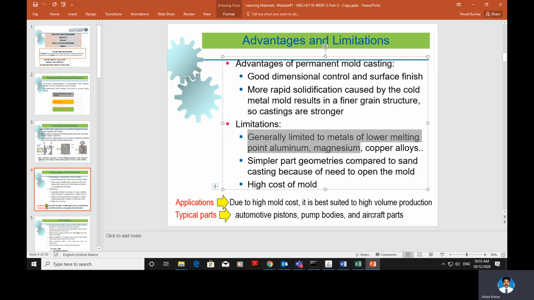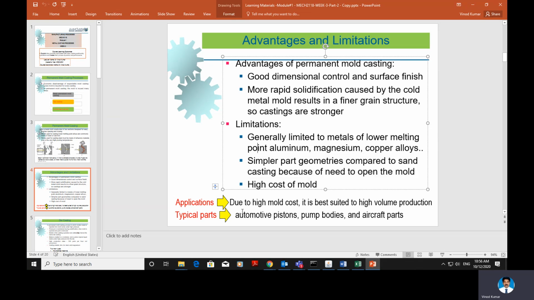The limitations: generally they are limited to lower melting point metals such as aluminium, magnesium, copper, etc. Only simple geometries can be made by permanent mold casting, because if the part is complicated, dividing the mold into two and moving the parts and separating them becomes difficult. High mold cost is another limitation.